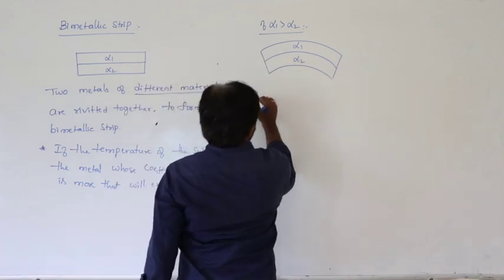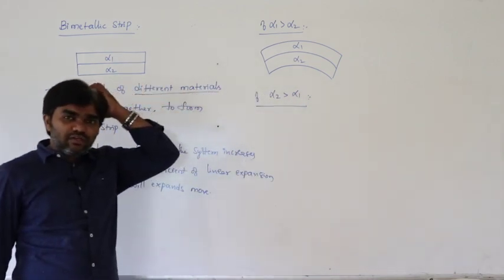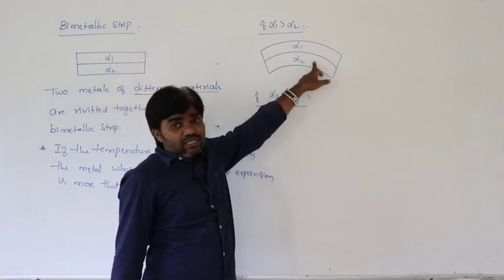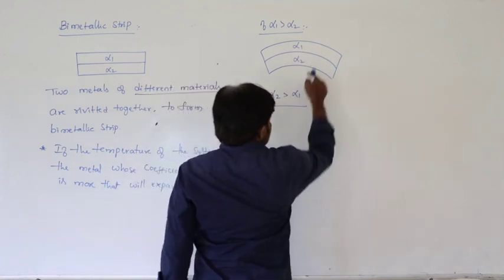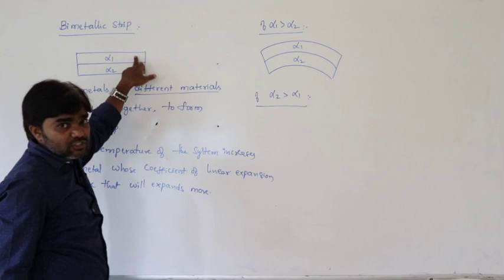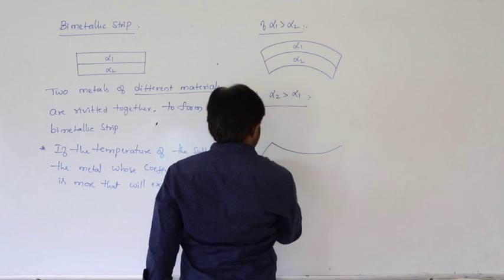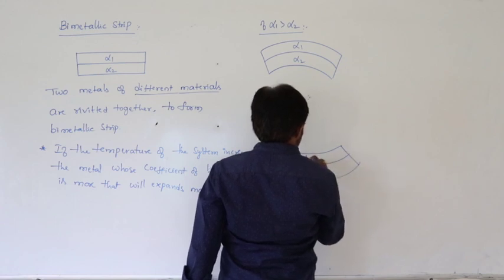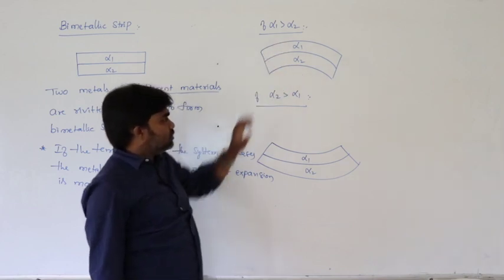In the next case, if alpha 2 is greater than alpha 1, that is, if the second metal has a greater coefficient of linear expansion compared to the first one, then the second material expands more than the first one. So now the shape of this metal becomes like this. Let us say it is alpha 1, alpha 2. The second one expands more when compared to the first one. So, that is the situation.